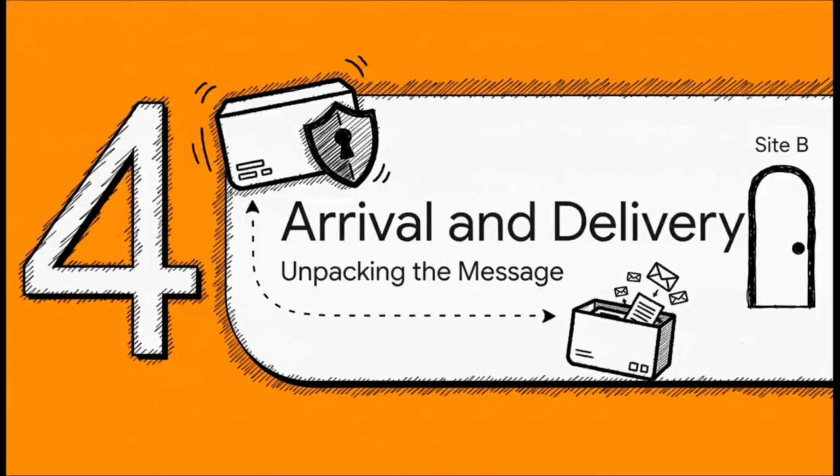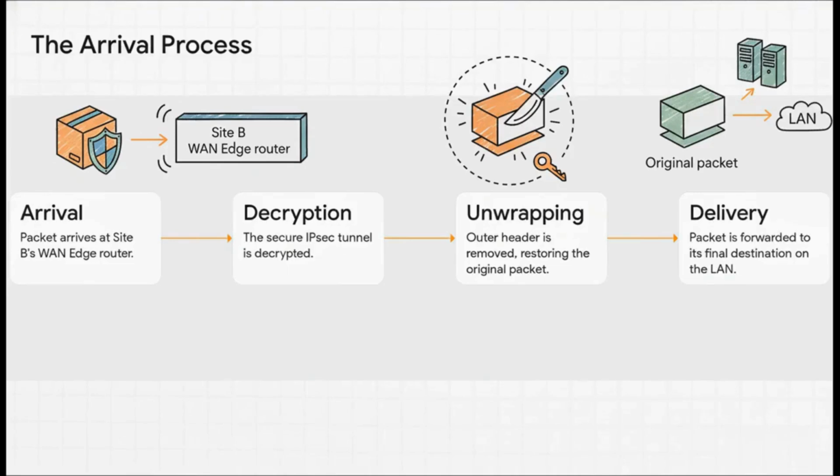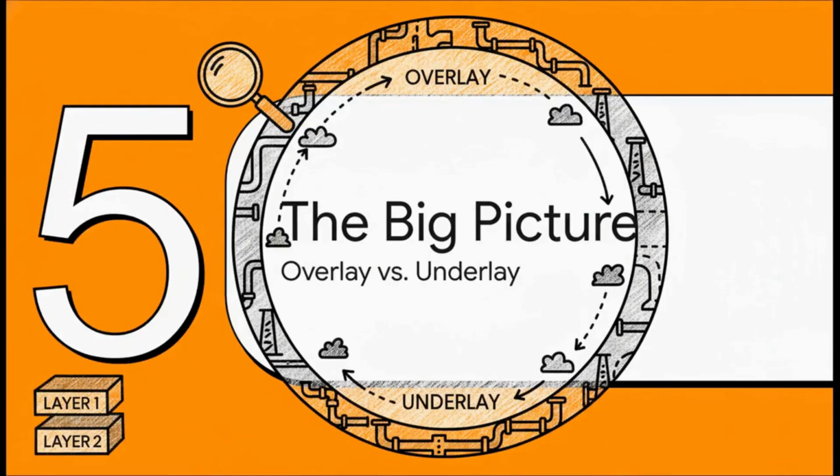Our packet, safe and sound inside its protective outer shell, has successfully made the trip across the internet. It has now arrived at the front door of Site B, so let's check out the final leg of its journey. The process here is pretty much the exact reverse of what happened back at Site A. It's like an unboxing video for data. The WAN edge router at Site B gets the packet, it sees that it's part of the secure IPsec tunnel, and decrypts it. Then it just rips off that outer public IP header, and inside, there's our original, perfect little packet. Finally, the router looks at that original destination address and sends it right along to the correct server. Mission accomplished.